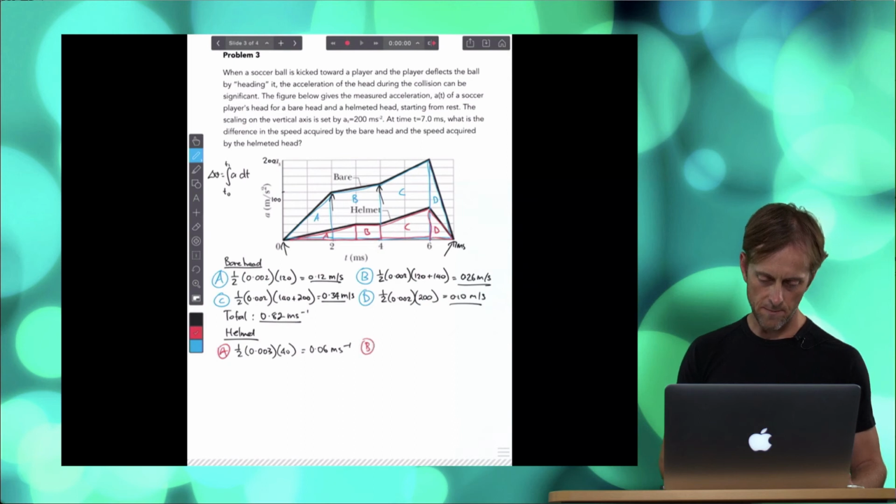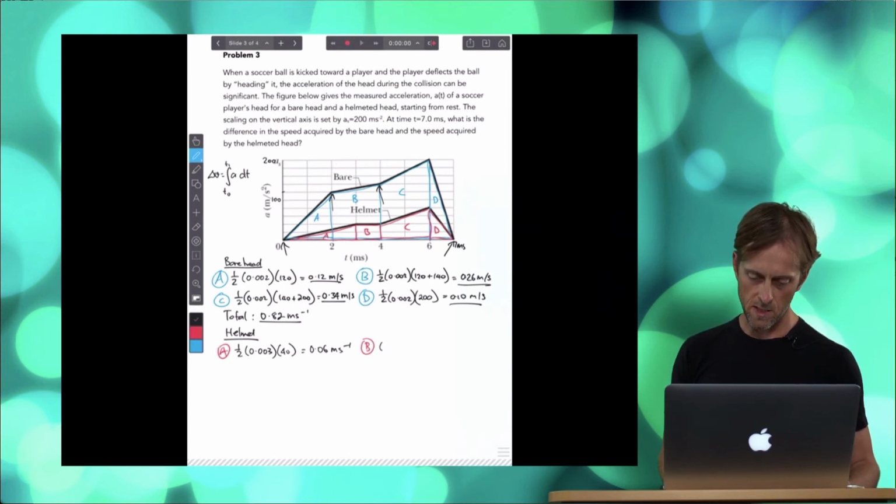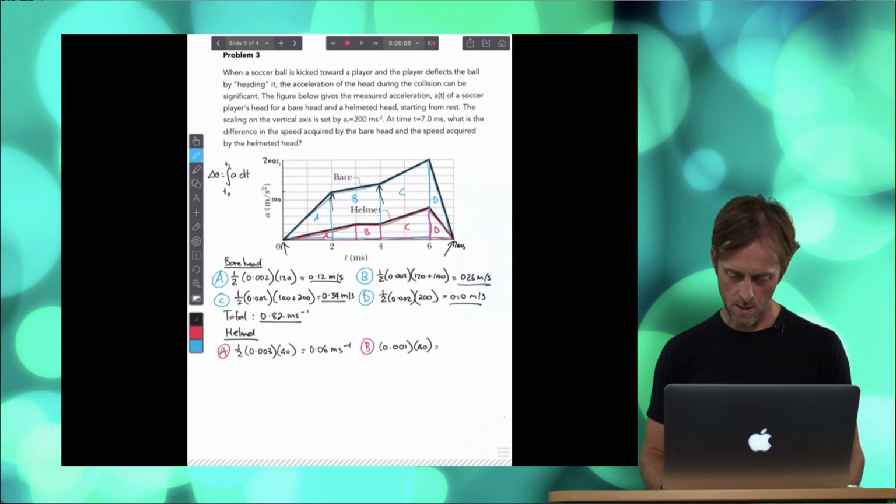Area B is just a rectangle there, so it's just going to be 0.001. That's the width of it, and the height of it is 40 again. So that comes out to be 0.04 meters per second.